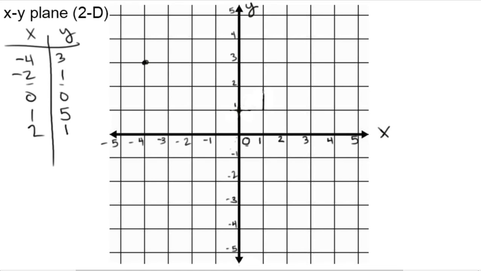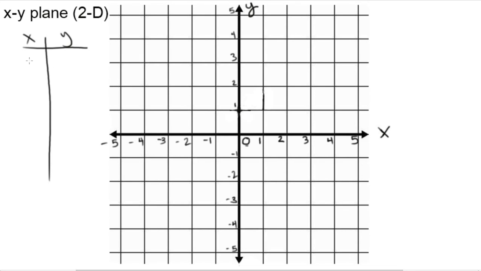Negative 2 here, up 1, second value. 0, 0, we know that's right here in the middle. 1, 5, out to the right 1, up 5, fourth value. And 2 to the right, up 1, my fifth value. Just as we did with the other examples. So this would be a good place to pause the video and try to plot these examples yourself. We have 4, negative 3; 5, 1; 0, 0; 1, 5; and 4, negative 3. Or you can follow along with me while I solve it.